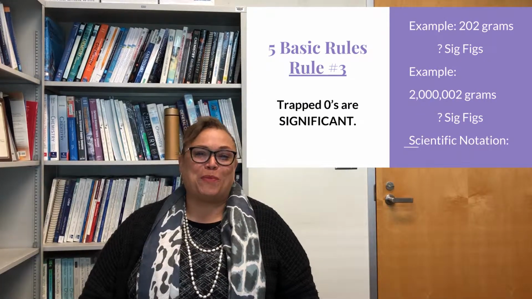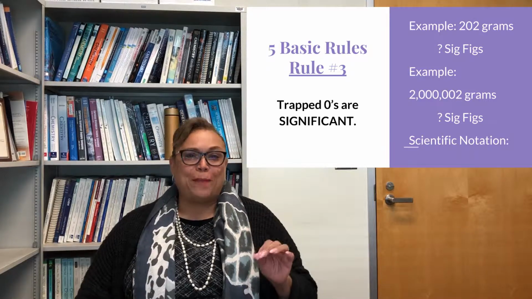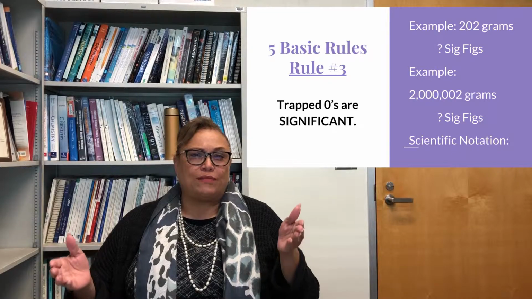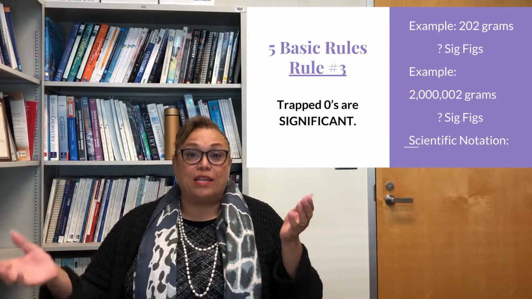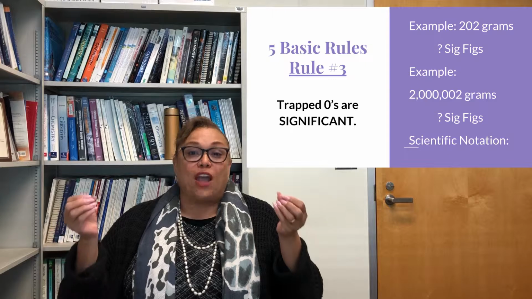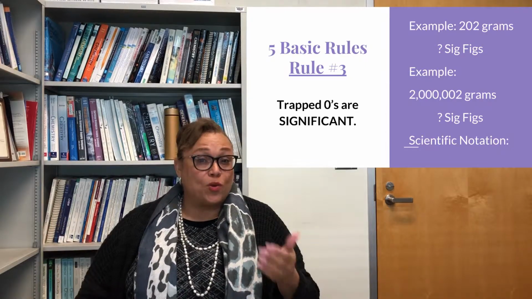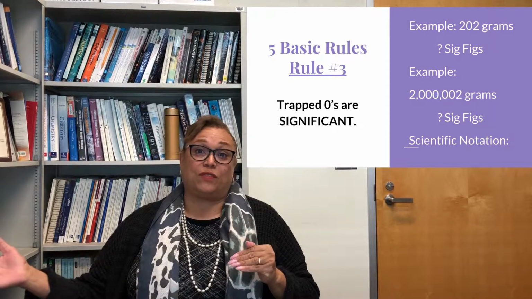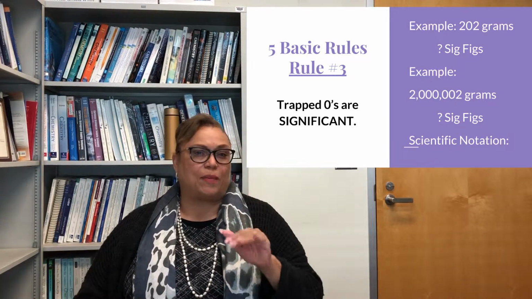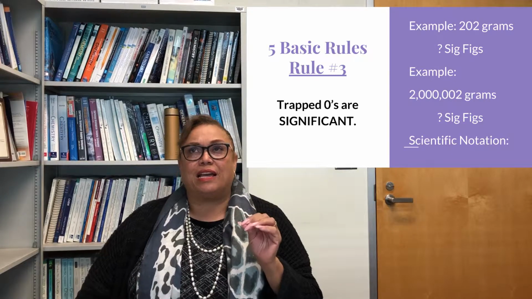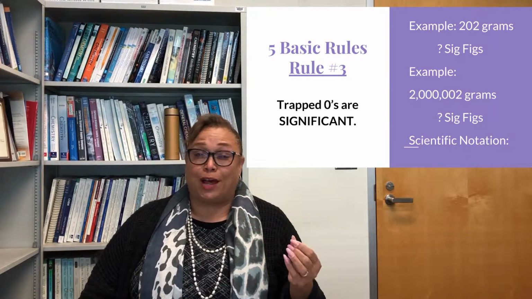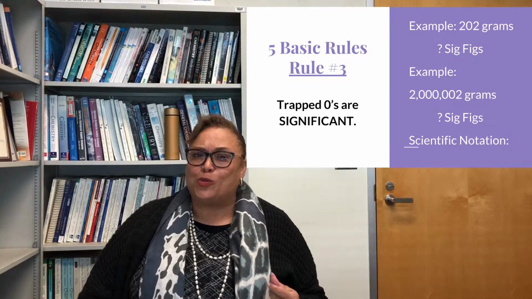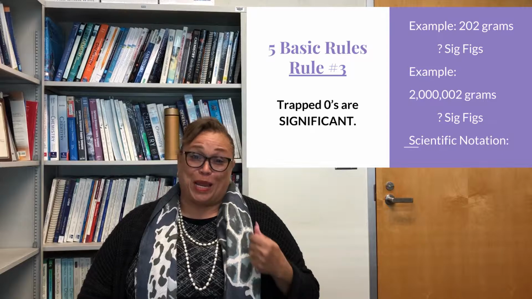So now let's talk about rule number 3. Trapped zeros. Trapped zeros means that you have zeros between 2 significant figures. So they are significant. I normally like to talk about money with this, but money has an infinite number of sig figs because it's an object. We'll talk about that later. But let's think of $202 versus $2,000,002. Which one would you want? The 2,000,002 if you're like me.